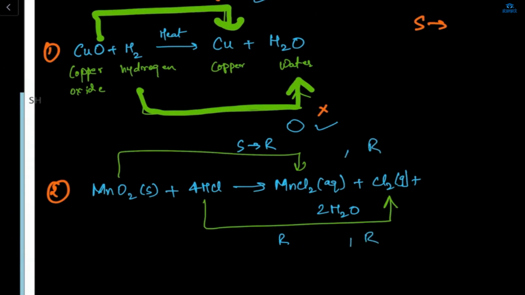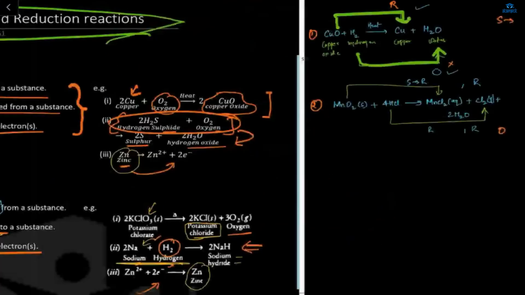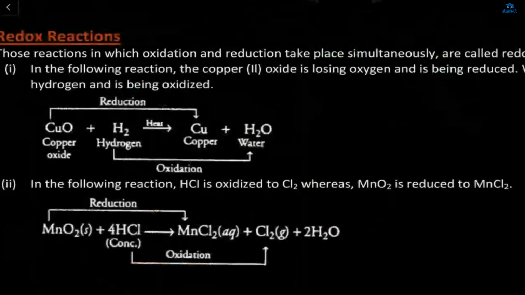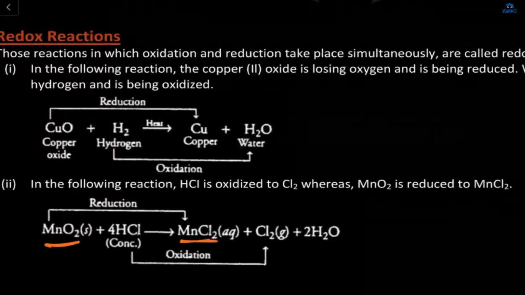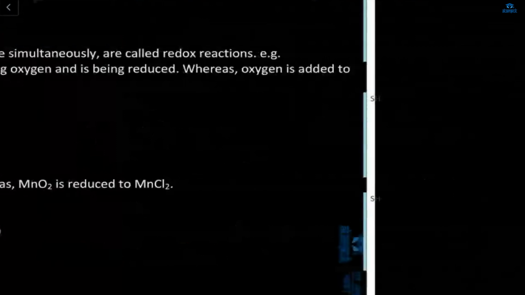Oh, but no, this is wrong. Here the first one is reduction, but the second one is oxidation. Ma'am, why? Ma'am, because Cl2 is there. So here, this is reduction and this all is oxidation. 2H2 was also there. Ma'am, I also didn't see that H2. I didn't see that.